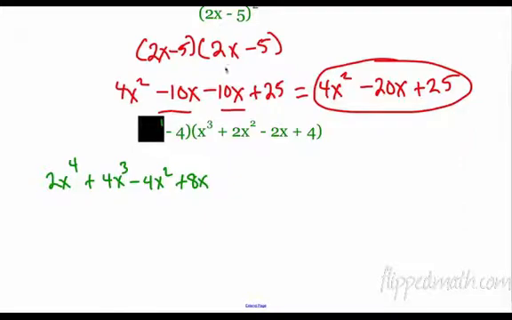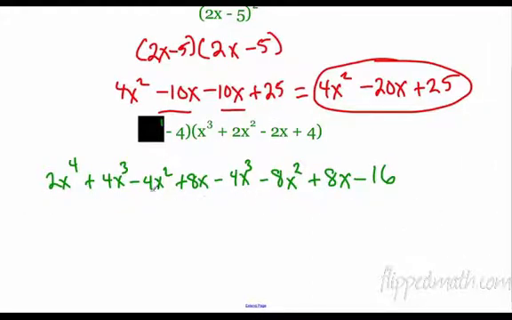All right, here we go. Negative 4 times x to the third. Negative 4x to the third. Negative 4 times 2x. That's negative 8x squared. Negative 4 times negative 2x. That's positive 8x. And negative 4 times 4 is negative 16. Now this is a hot mess, baby. Lots of stuff everywhere. We got to get like terms.